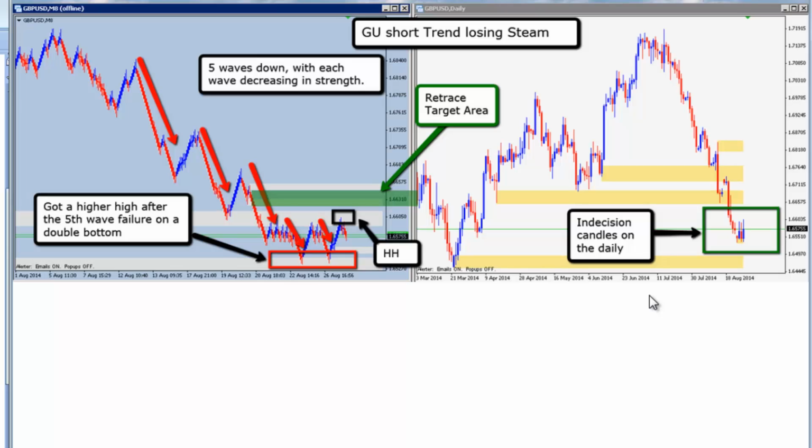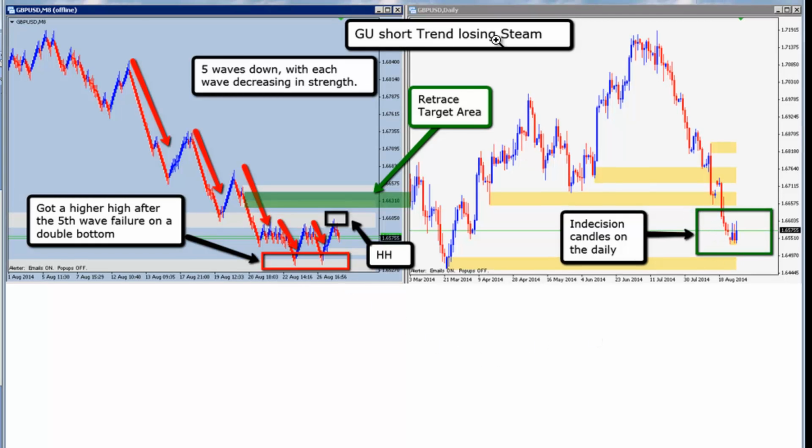I can't remember when the date was. Maybe it was 2 weeks ago, or maybe a week and a half ago or so. And this was on the pound dollar. You can see the pound dollar was losing steam. Now, my first indicator, we had indecision candles. What do I mean by indecision candles?